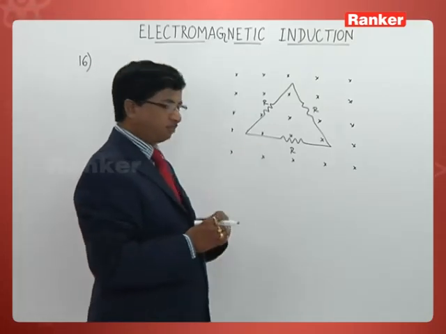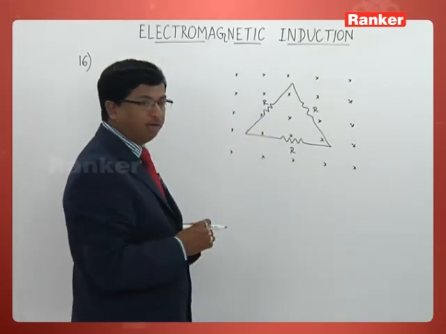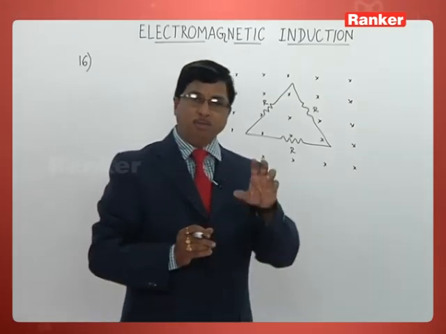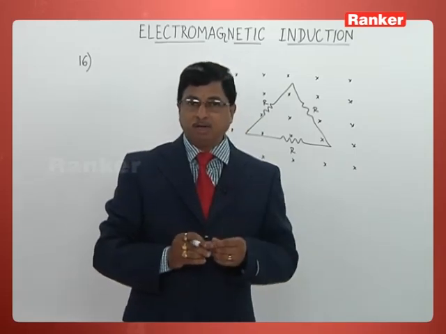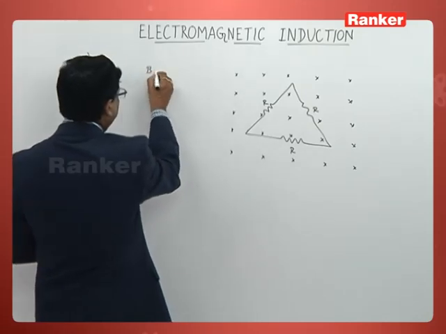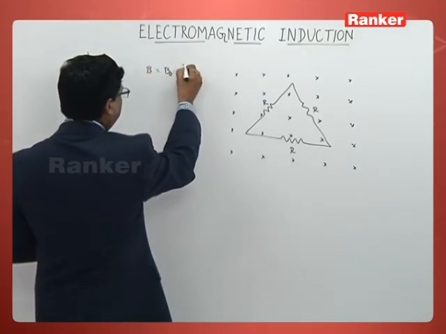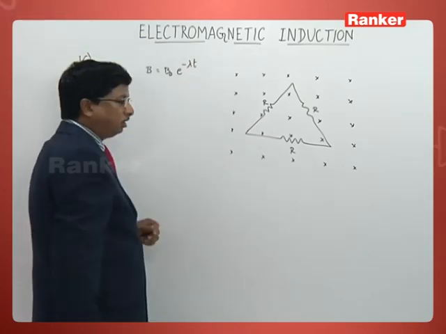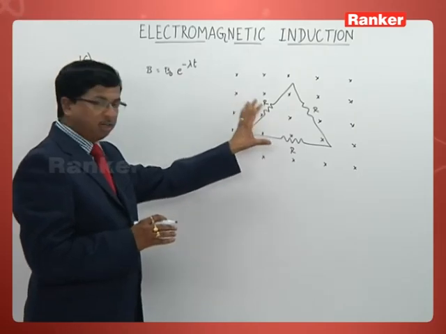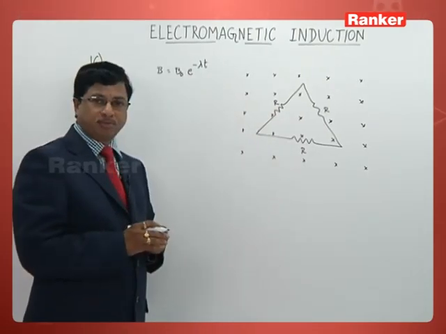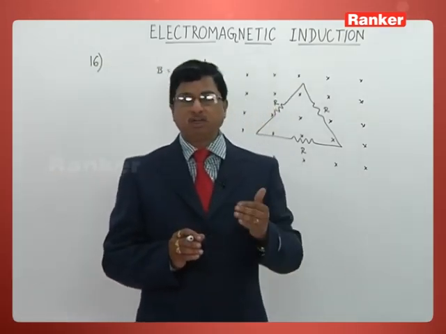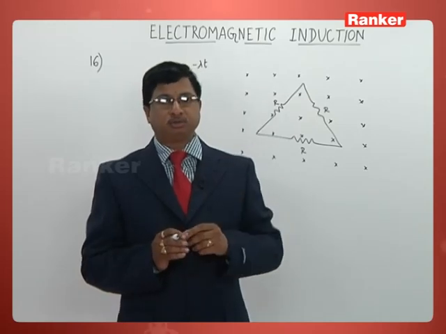That is the concept. And what is this magnetic field represented by? This magnetic field in the problem has been represented by a small equation, B is equal to B naught e power minus lambda t. That is the equation by means of which the magnetic field applied over here is represented. Fine. What is the question he is asking? Question is very simple. What is the induced current in the circuit?